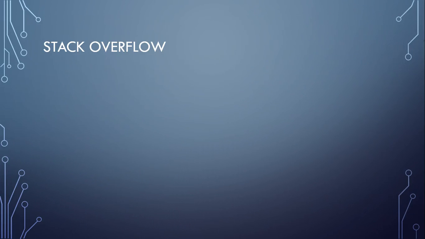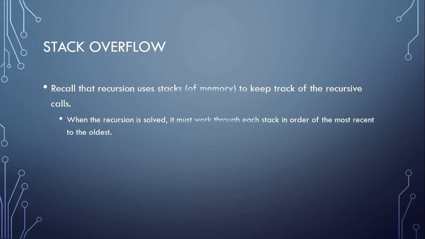All right, I've already mentioned this a little bit, but recall that recursion uses stacks of memory in order to keep track of the recursive calls. Every time it makes a call, it puts a stack. It makes another call, puts a stack on top, etc. Now, when the recursion is solved and the program starts pulling those recursive calls back in order to solve them, it must work through each stack in order of the most recent to the oldest.